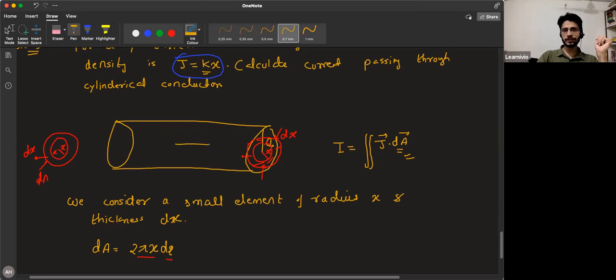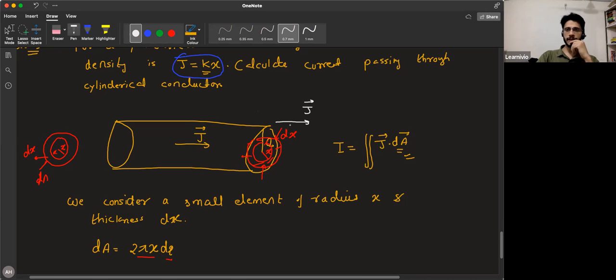Now, this is the direction of current density. J is going in this direction. Do you remember the direction of area vector? We did the direction of area vector in Gauss law also. This is the direction of J. J is acting in this direction. What would be the direction of area vector?